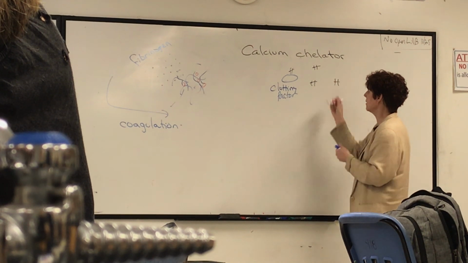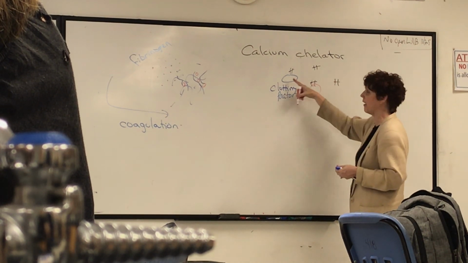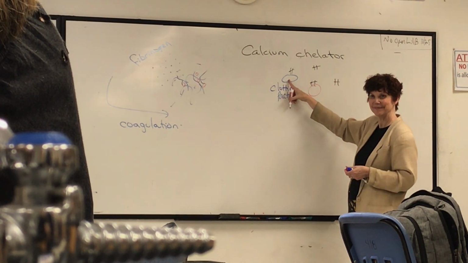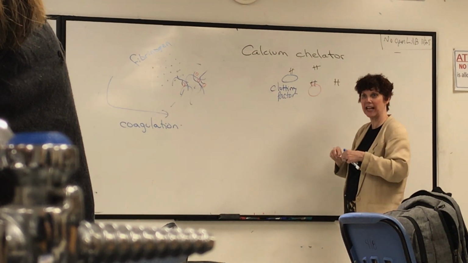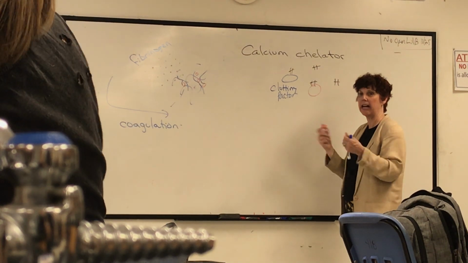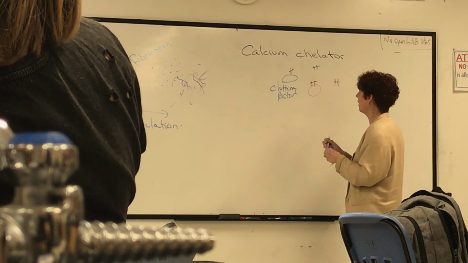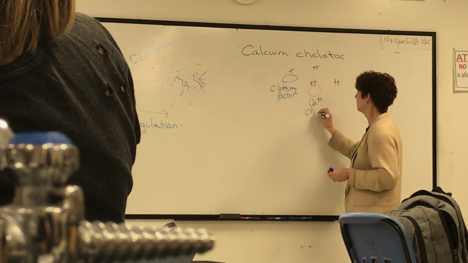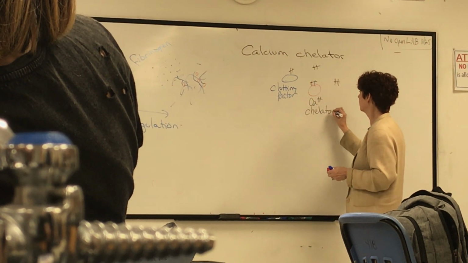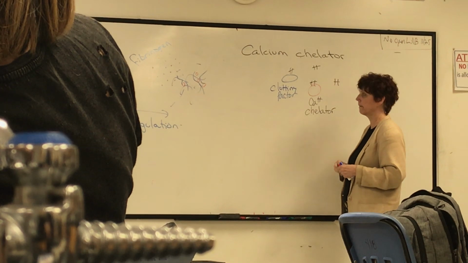But if it binds to a calcium chelator, it's not available to bind to the clotting factor. So it removes it from interacting with the clotting factor. It doesn't completely take it out of the blood, it just keeps it from binding to the clotting factor. So this is a calcium chelator.